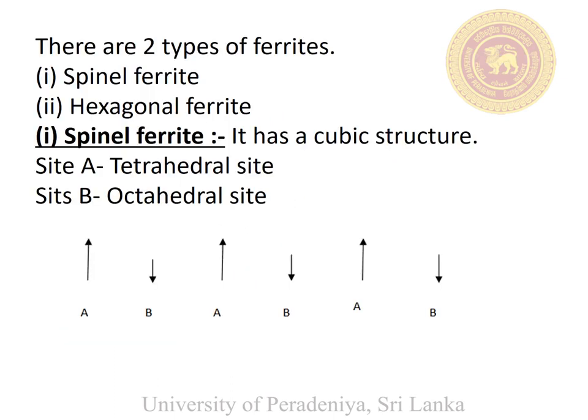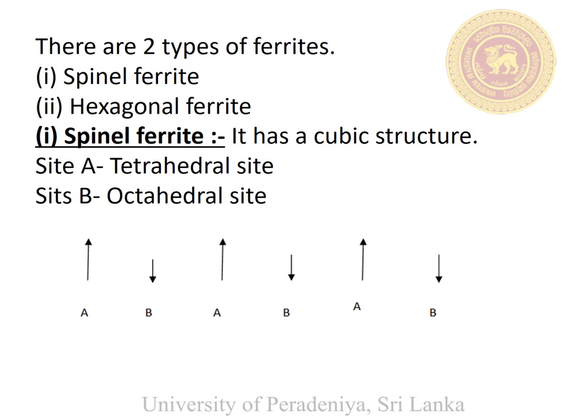There are two types of ferrites called spinel ferrite and hexagonal ferrite. Spinel ferrite has cubic structures. We will talk about the cubic structure in the next slides.